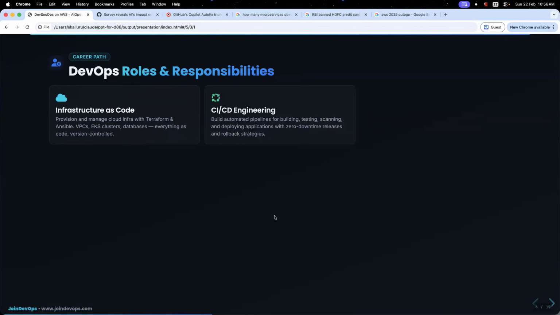The next is CI/CD engineering. That's post-development, by the way. This is one of the core parts of the DevOps process, CI/CD, which comes with a shift-left approach: early detection of problems. And also when you do your releases, how do you handle zero-downtime releases and rollback strategies?